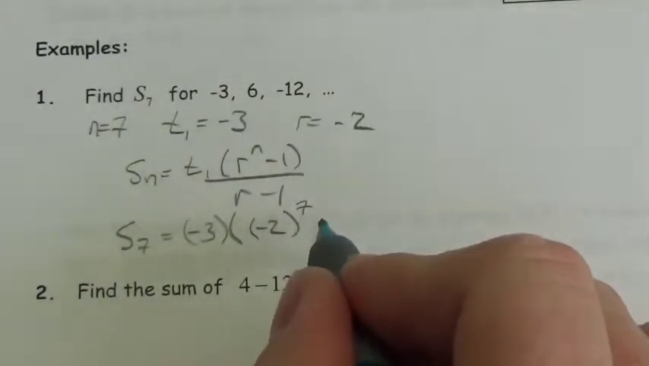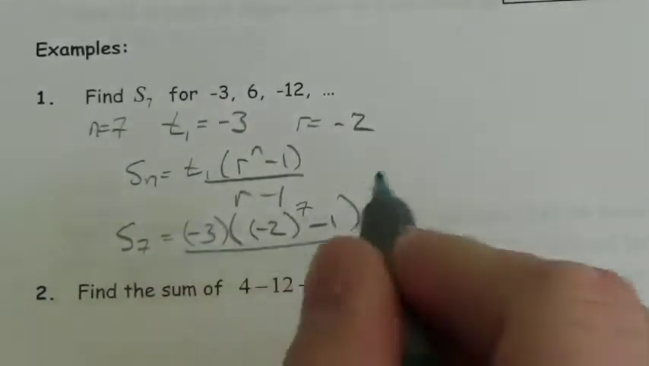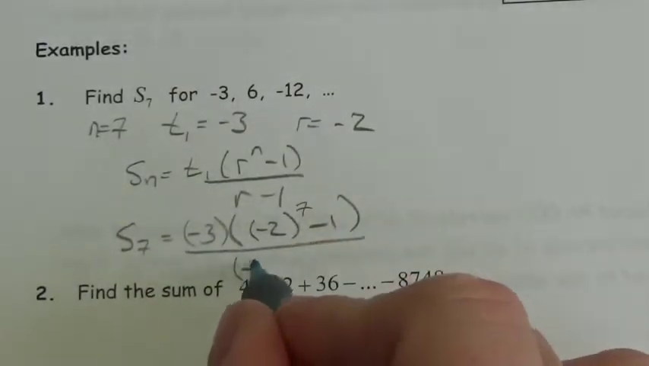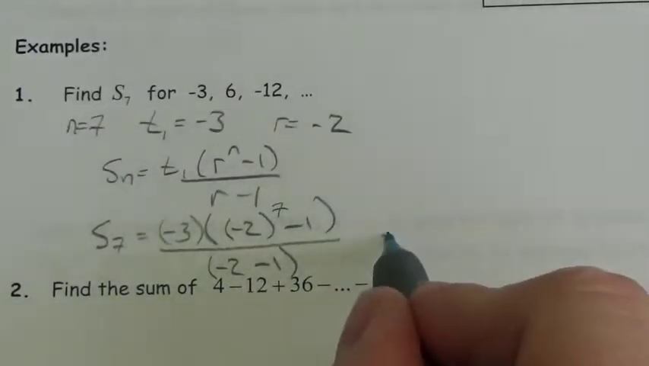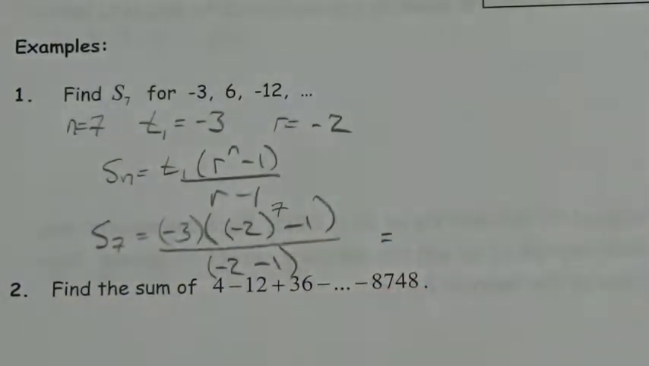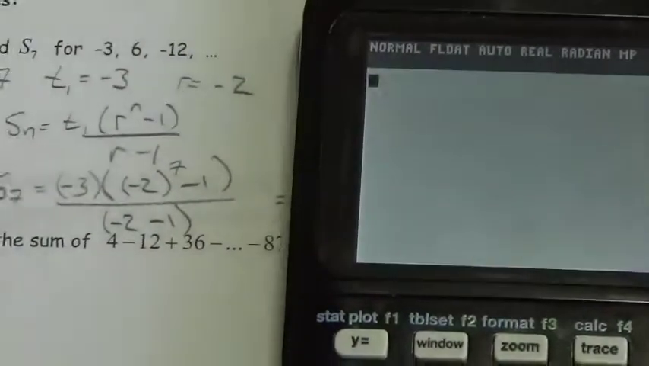Now I'm going to subtract 1, close the parentheses, divided by, and then in parentheses, -2 minus 1 down in the denominator. Now, that just becomes calculator work. I'm just concerned that everybody is using the calculator correctly here. But anyway, let's walk this one through.